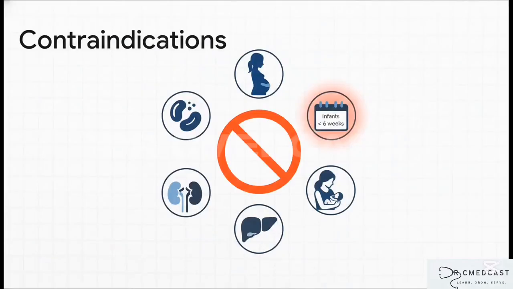And that risk of kernicterus leads us directly to our key contraindications. This is why cotrimoxazole is an absolute no-go in late pregnancy, in nursing mothers, and in infants younger than 6 weeks old. It's also just good practice to avoid it in patients who already have severe kidney or liver problems or any pre-existing blood disorders.